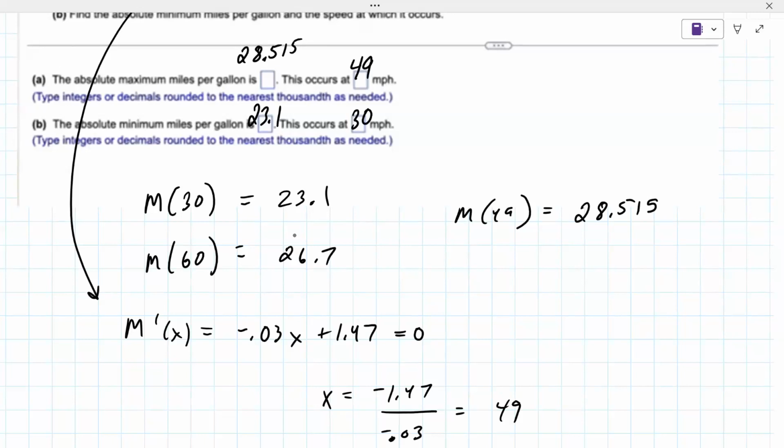Which is actually a little surprising. Usually the slower you go, the better fuel economy you get. Uh, yeah, I don't make the questions.